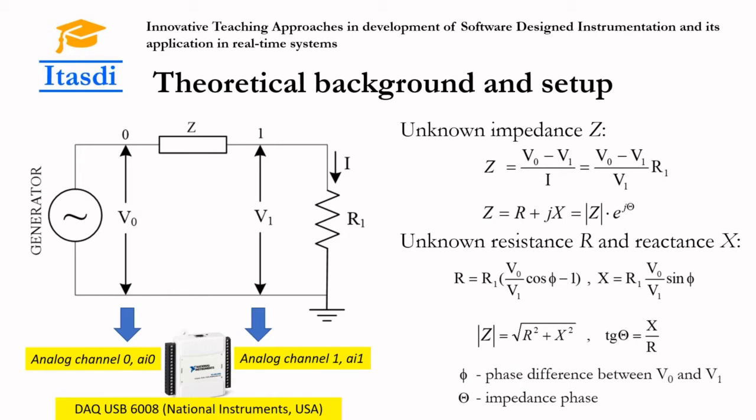One way to determine the unknown impedance is by using the electrical circuit presented in this figure. R1 is known resistance and Z is the unknown impedance. We have to measure voltage 0 and voltage 1 as it was shown in the previous demo, and then calculate two components of the impedance, resistance R and reactance X.